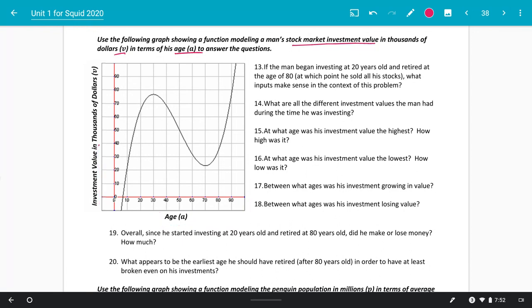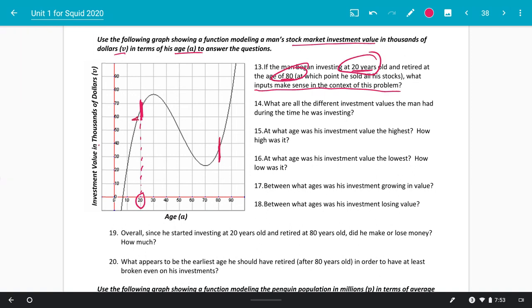If the man began investing at 20 years old and retired at 80, at which point he sold his stocks, what inputs make sense in the context of the problem? Well, you just told me he's only working from 20 to 80. So at age 20, right there, and then he sells them at age 80.